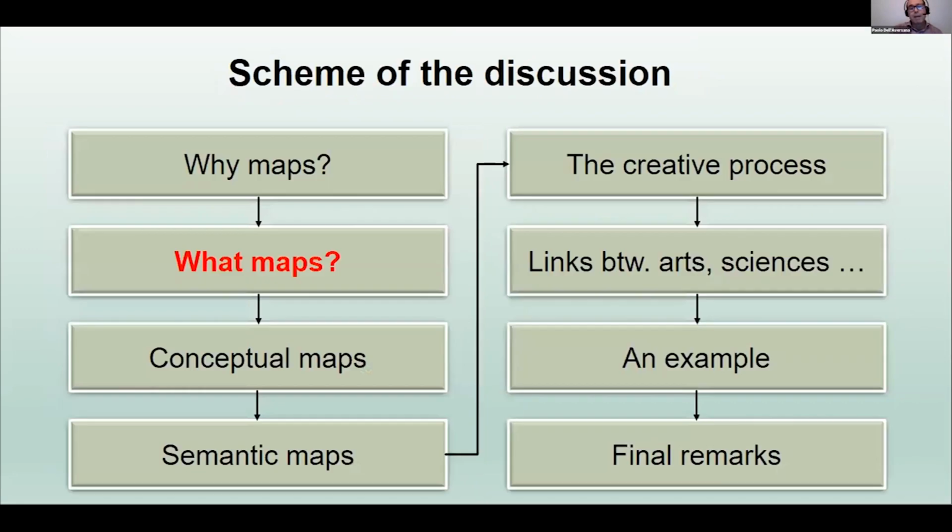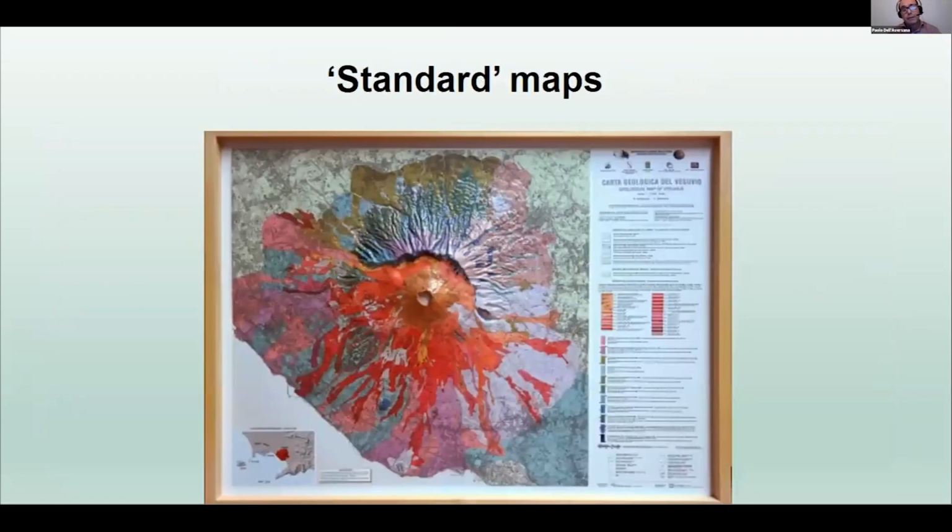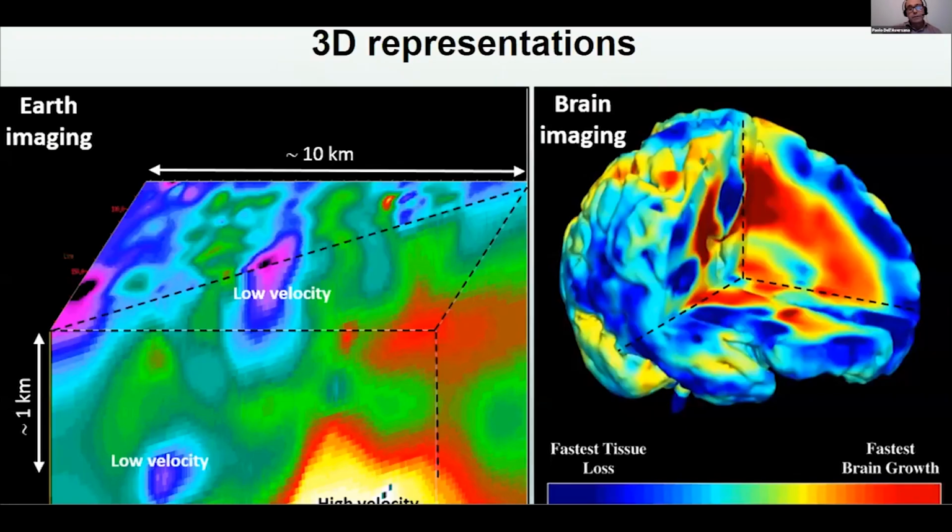But what kind of maps we produce? We work with many different types of maps. I am also a geologist, so I usually work with geological maps. This is just an example of a Vesuvius map. And this is just a representation of a real territory. This is a couple of different types of maps. In this case, they are 3D maps.